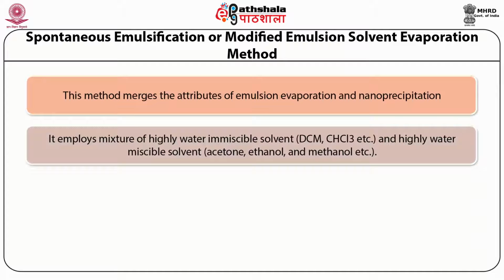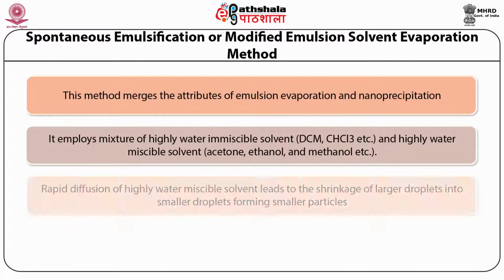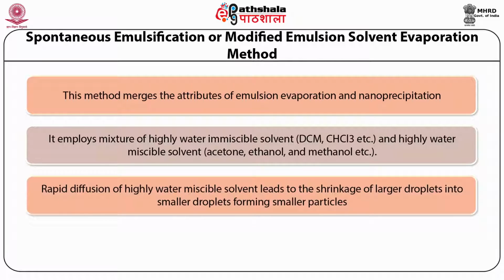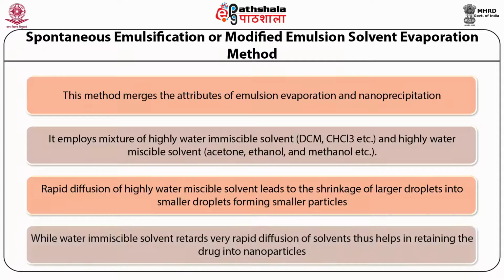This method employs a mixture of highly water immiscible solvent like dichloromethane or chloroform and highly water miscible solvent like acetone, ethanol or methanol. Rapid diffusion of the highly water miscible solvent leads to the shrinkage of larger droplets into smaller droplets, forming smaller particles, while the water immiscible solvent retards very rapid diffusion of solvents, thus helping in retaining the drug in the nanoparticles.